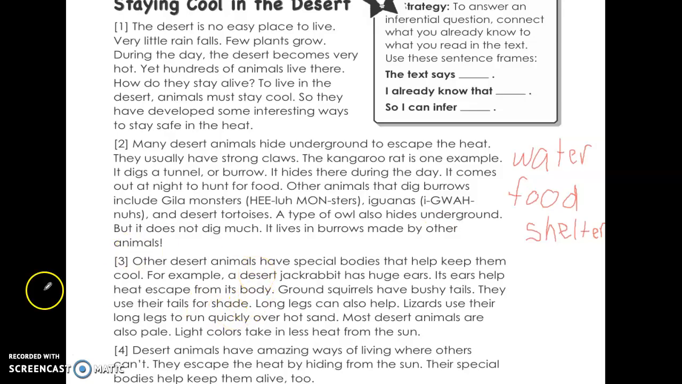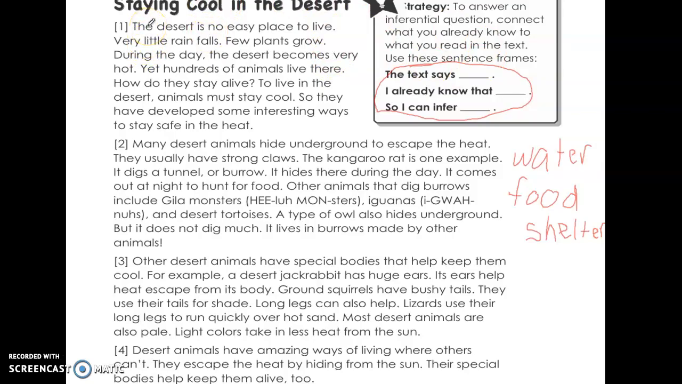If you are going to build your answer, be sure to look up here in the strategy frame. It says, the text says blank. I already know that, so I can infer blank. This will help you if you're struggling to get an answer for your inference. So I'm going to go ahead and read it out loud, and then work through it for you to watch. And hopefully you're going to do this along with me.